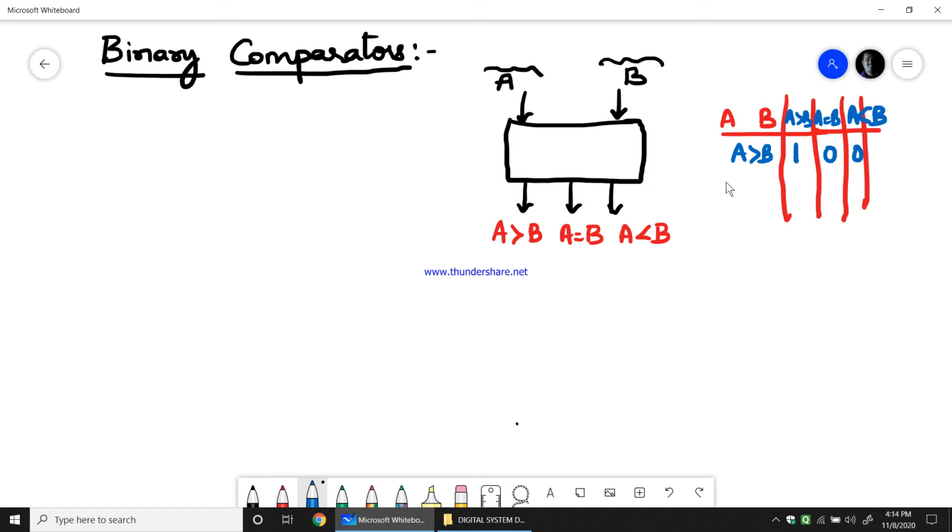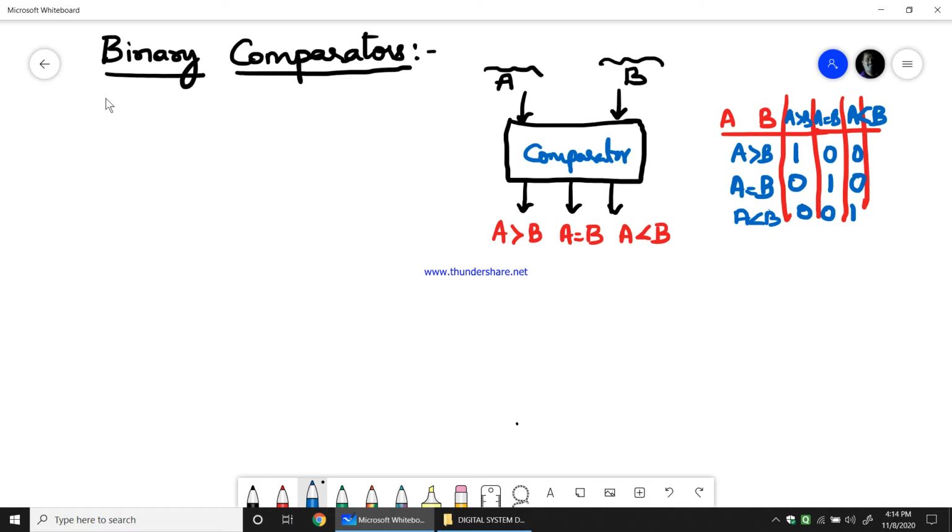Now if after comparison A equals B, then A equals B will be high, and the other two will be 0. Now if I get A less than B, then A less than B will be high, and the other two will be 0. So this is the job of the comparator.